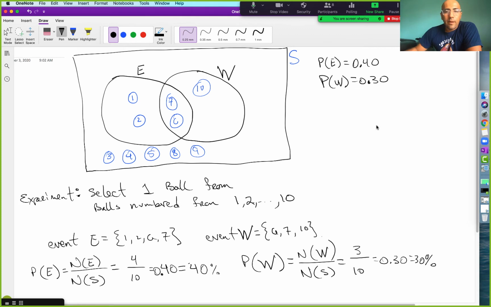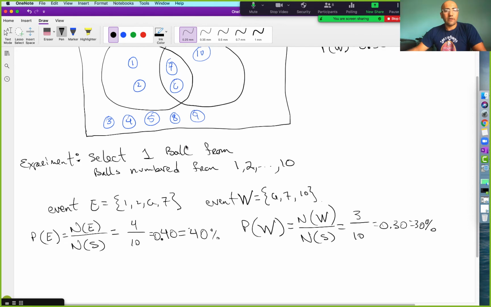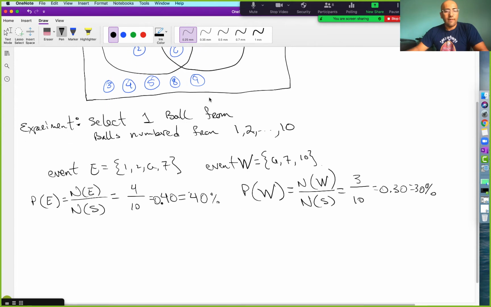Okay, what about the probability of both of them winning? Is it possible that in one experiment, one ball is selected and both E and W events happen, which means both of them are winners? Yeah, it could be one of these balls, right? If the dealer picks up the little ping pong ball with a 6, then we're both winners. Or the 7, then we're both winners. Good. So what's the probability of E and F? I'm sorry, E and W. I keep going back to F.